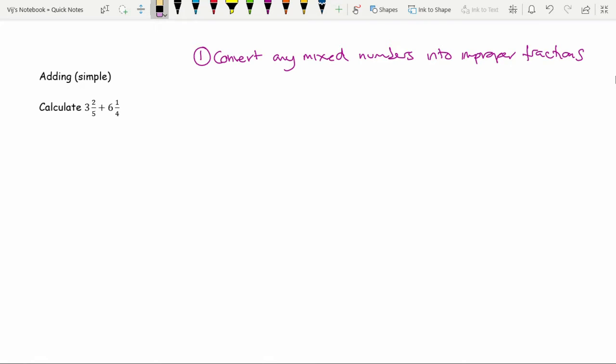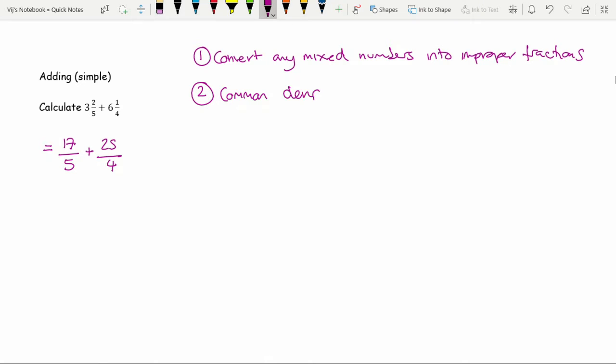Personally, it's a lot of faff, and when you're moving into subtraction, it can sometimes work and it can sometimes not, whereas the method I'm going to show you works with any types of questions, and although it's a little bit longer, it might prevent you from making a silly mistake. So the first thing we want to do is convert any mixed numbers into improper fractions. So this is going to equal 3 times 5, which is 15, plus 2, which is 17, over 5, and the denominator stays the same, plus 6 times 4, which is 24, plus 1 is 25, over 4.